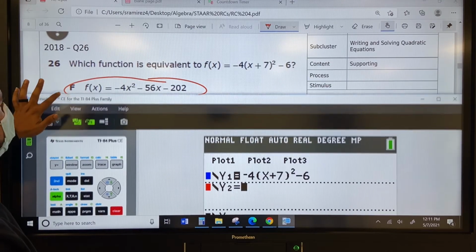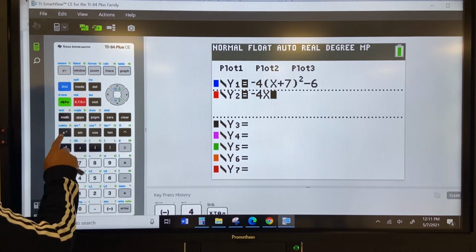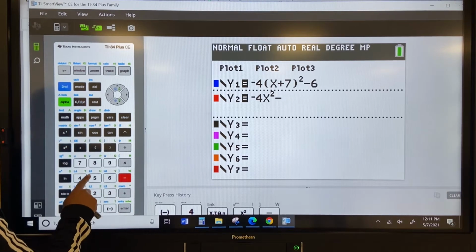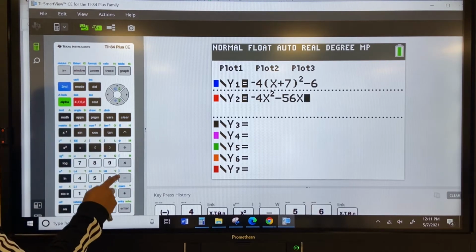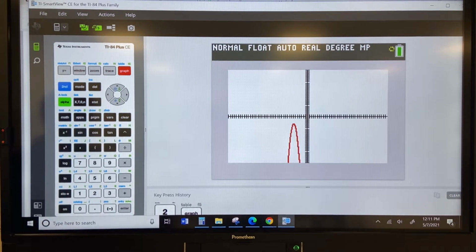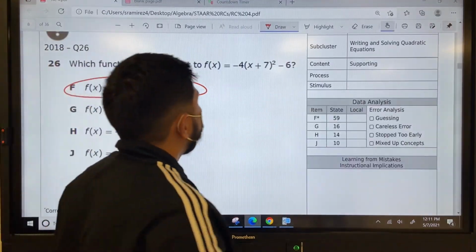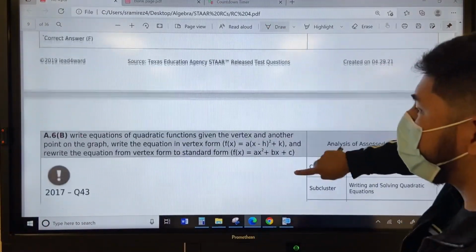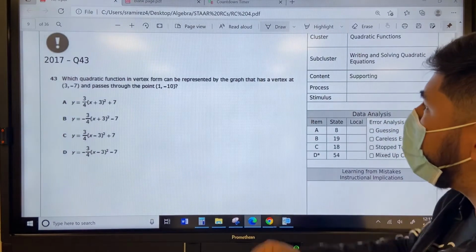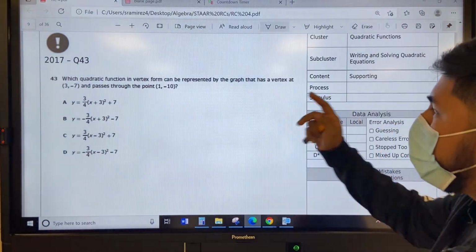-4x minus 56 minus 202. Square minus 56x minus 202. Graph. Boom, boom. Right on top of it. Love it. Boom, right here, all you gotta do: graph it, second table.